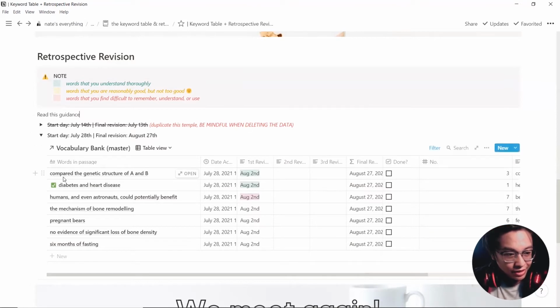So I see the words here, compare the genetic structure of A and B. I try to recall, and I know that it's compare A and B genetically. Or diabetes and heart disease can be considered as health problems. Because I can recall it, good. But remember, it's not enough. You have to understand it, so you have to ask more questions. For example, how do I use it in a sentence?